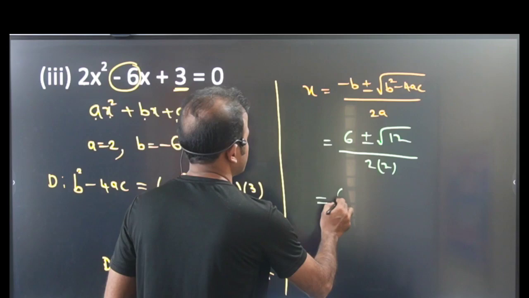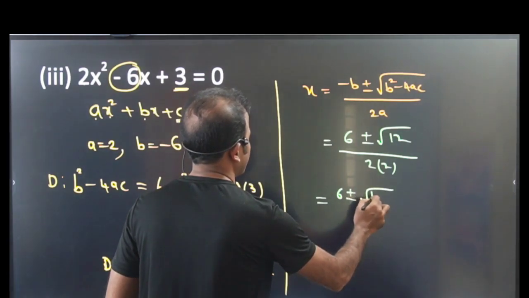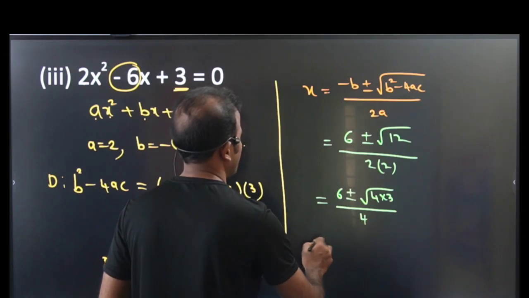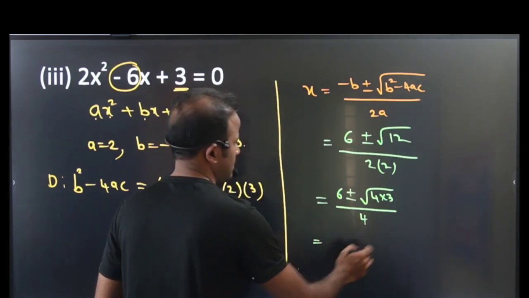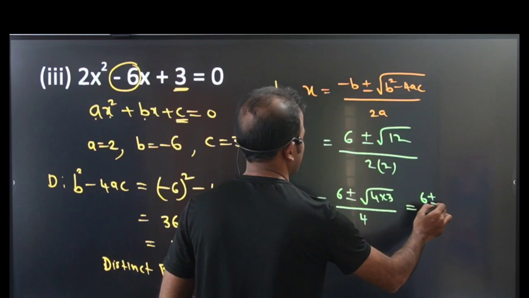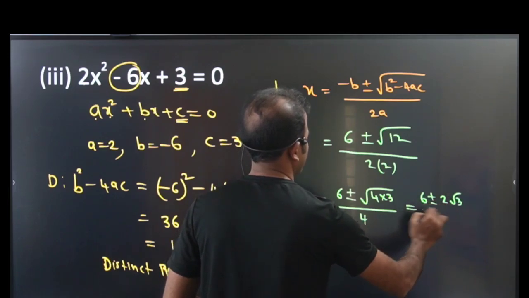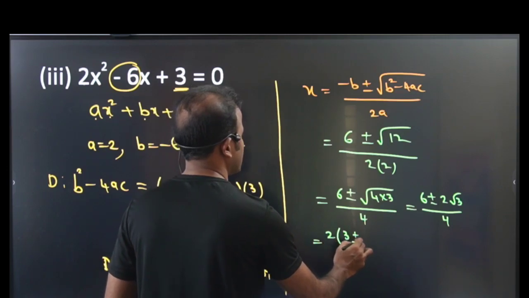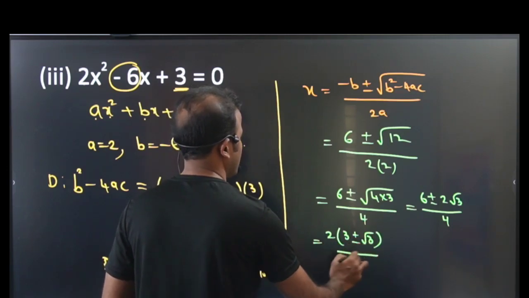Now 6 plus or minus this root 12. Can I write 4 into 3? Yes or no? 4 into 3, we can write like 6 plus or minus 2 root 3 by 4. You take 2 common, then you will get 3 plus or minus root 3 by 4.